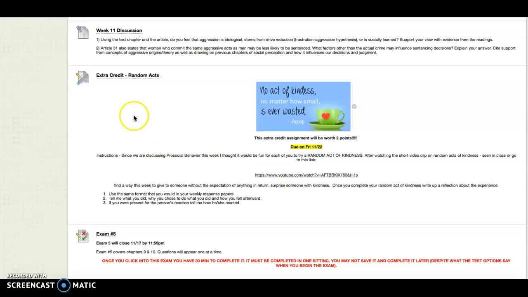Once you do that, you're going to click on here and write about it. Use the same format you would in your weekly discussions. Tell us what you did, why you chose to do what you did, and how you felt afterwards. If you were present for the person's reaction, if you got to see how they reacted, let us know. Sometimes we do something nice for someone and we're not there when they receive it, and we don't know how they received it. Either way, just tell me a little bit about that. That is going to be due next Friday on the 22nd, so you have a little bit of time to do that.